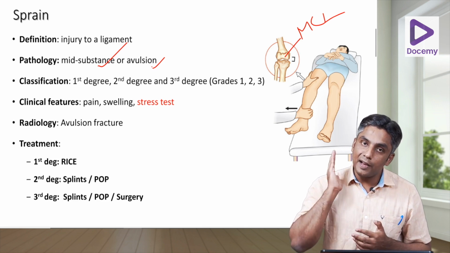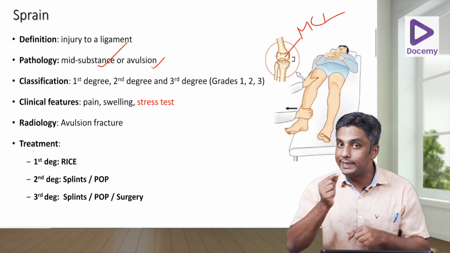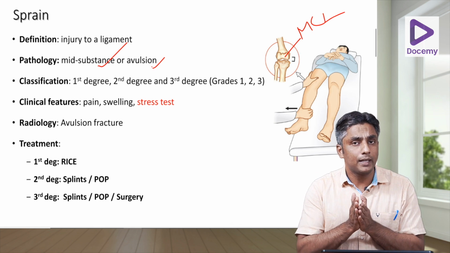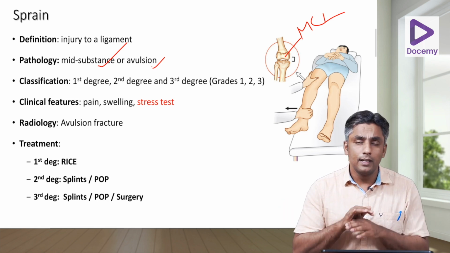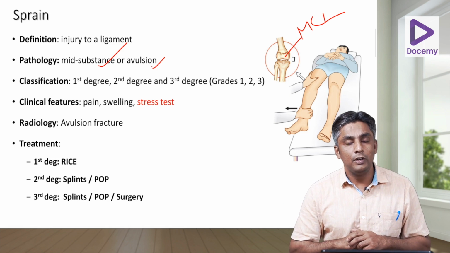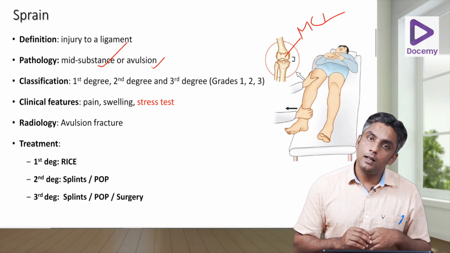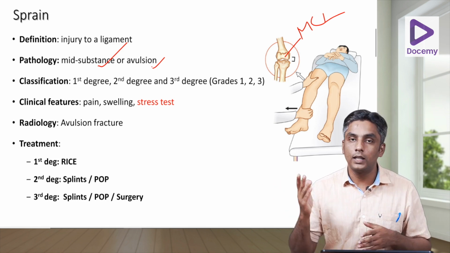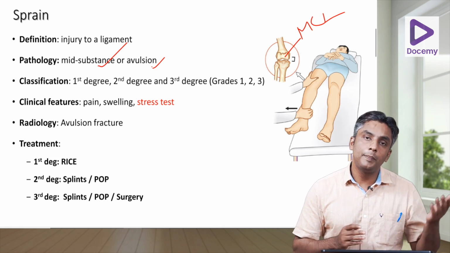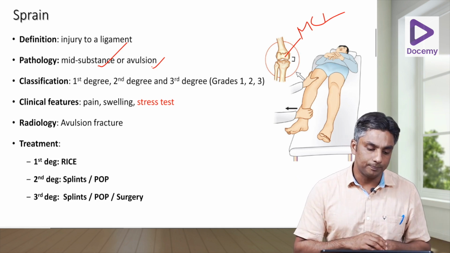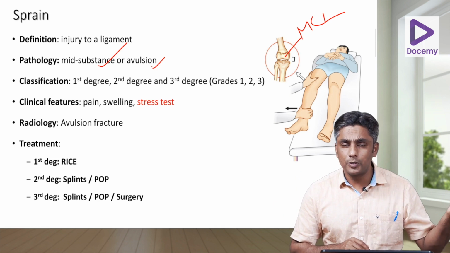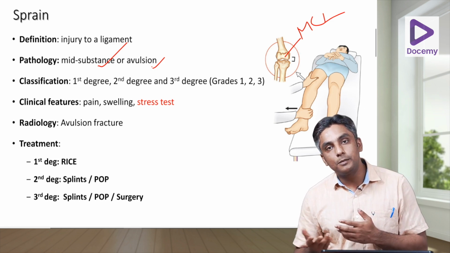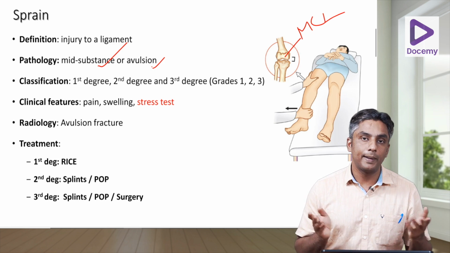On radiology, in case of an avulsion fracture, you can make out a bony chip pulled off from the bone end, or sometimes the joint becomes unstable in a grade 3 injury, but otherwise the x-rays in most scenarios will not show anything. For treatment, a first degree sprain gets RICE. The famous RICE is rest, immobilization, cold compress and limb elevation. Sometimes people add a P, PRICE, which is the painkiller part. A second degree sprain needs splintage or plaster of Paris application, so some amount of immobilization is required. For grade 3 sprains, the treatment is immobilization versus surgical management.